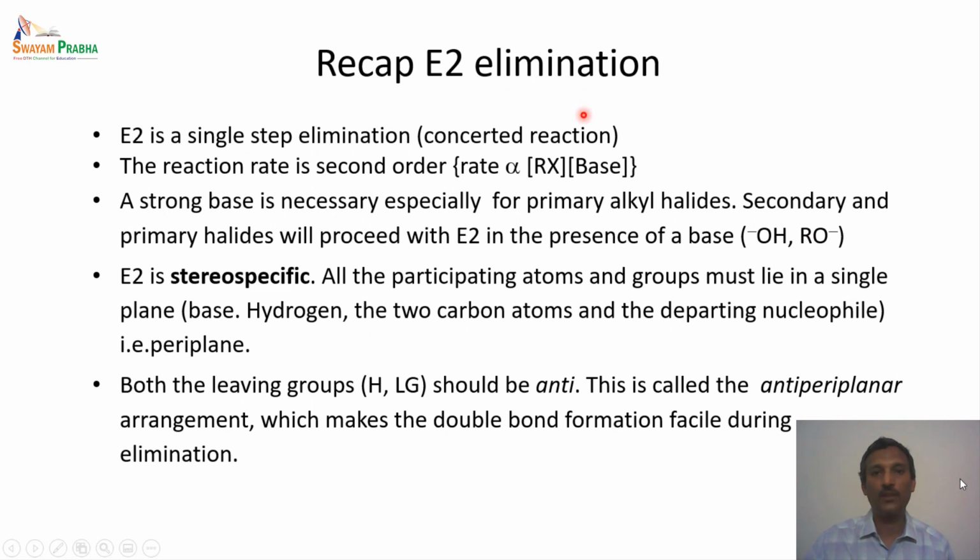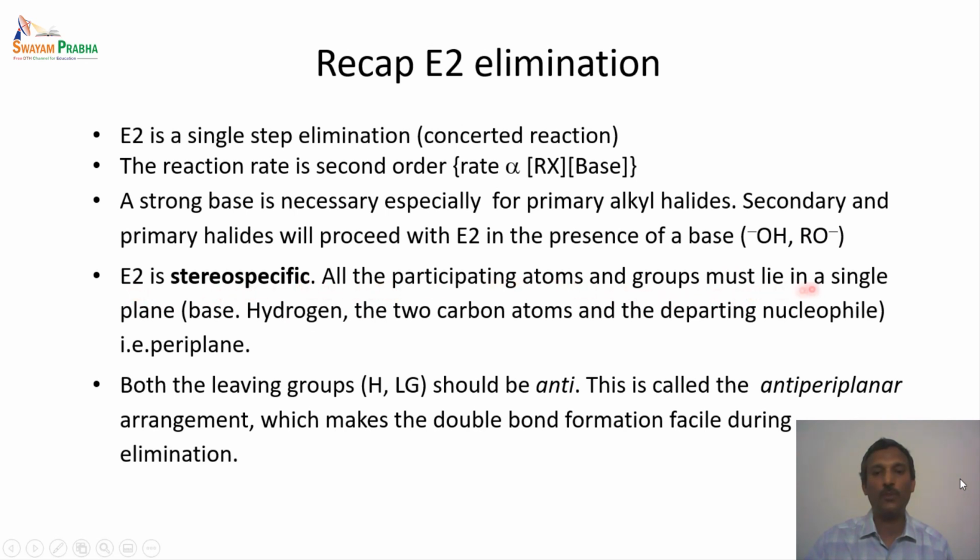And let us recap what is the E2 elimination we have studied so far. The E2 is a single step mechanism or a concerted mechanism. The reaction rate follows the second order, that is rate is proportional to concentration of the alkyl halide and the base. A strong base is necessary especially for the primary alkyl halides. For the secondary and primary alkyl halides, they proceed with the E2 in the presence of a base like hydroxides or alkoxides. E2 is stereospecific, we had seen.